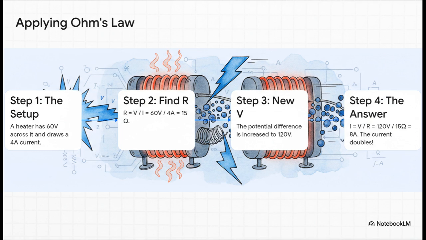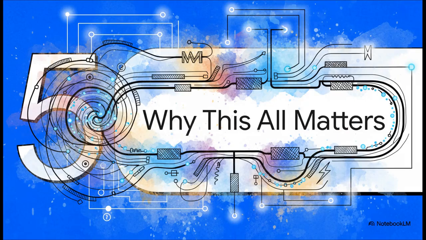Easy enough. Now, what happens if we crank up the voltage to 120 volts? The heater's resistance doesn't change. It's still 15 ohms. So now the new current is 120 volts divided by 15 ohms, which gives us 8 amps. Double the push, and you get double the flow. It just works.